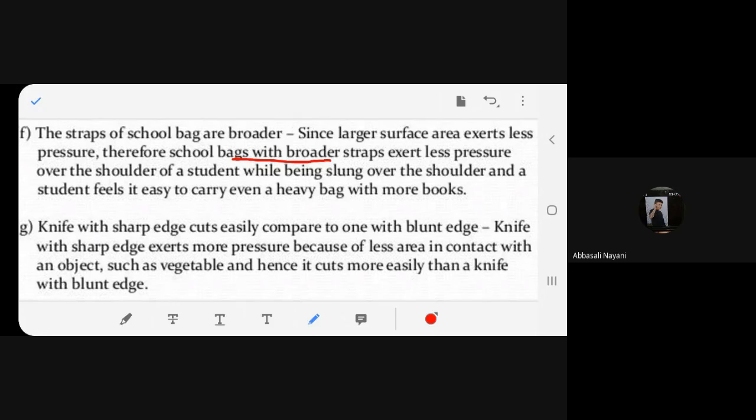Now you can see this. This is your shoulder, right? Now you're wearing a school bag with wide shoulder straps. That means the area is big, so the pressure will be less. So it's easy for you to carry the bag with so many books.